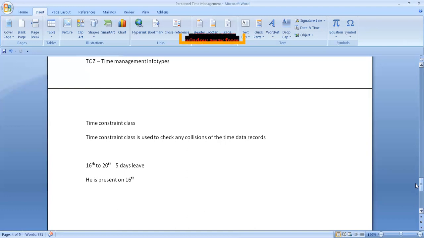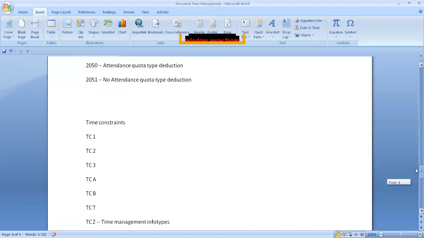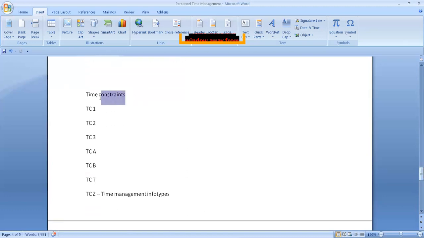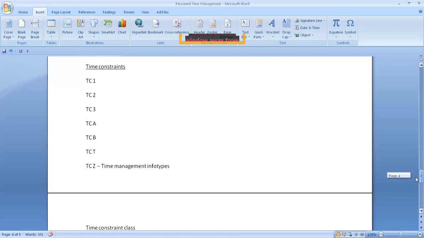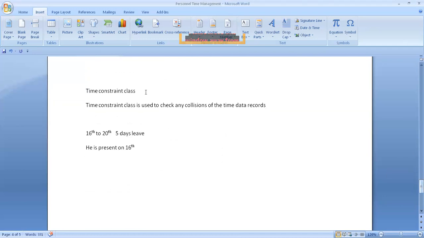That is why this time constraint class is used. Time constraint is a little different from time constraint class. In time constraint, whatever you are maintaining, the system is checking. But in time constraint class, the system is checking the subtype records based on time constraint, and any possible collisions.